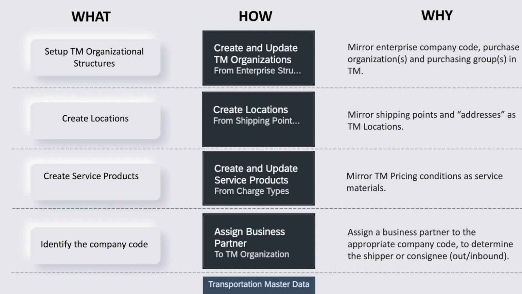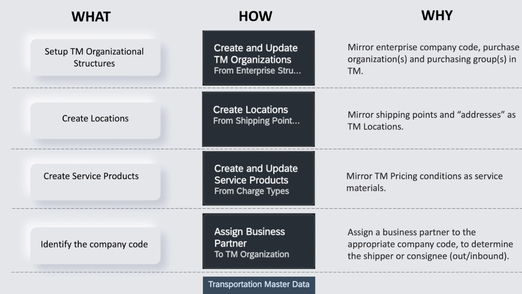So for TM to work correctly, to have access to those organizational structures, you will need to leverage the app Create and Update TM Organizations to select which of the purchasing organizations, existing or newly created, as well as purchasing group, also existing or newly created, you will want to leverage in TM. This app will then take those organizational levels that you have indicated and convert or mirror them, if you like, in the TM space so that the TM processes can be executed correctly.